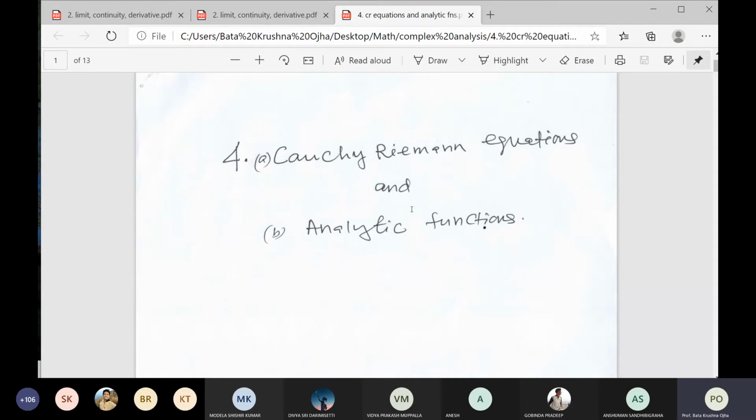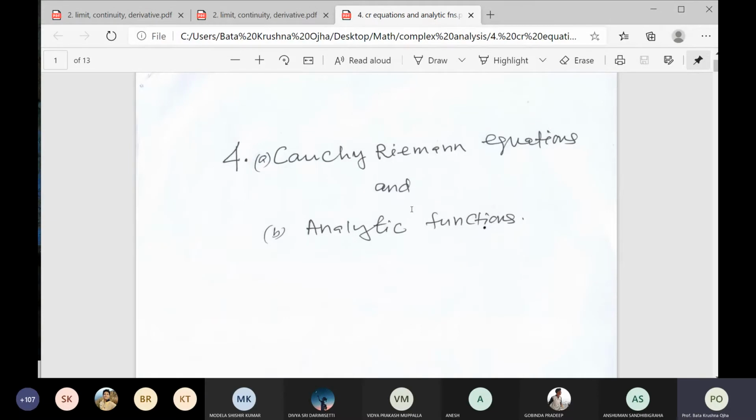So why analytic functions? Differentiability is a small domain, differentiable at a point or differentiable at each point of the domain. Analyticity is a stronger condition than differentiability. That is, an analytic function means it is a differentiable function. Just like I told you, differentiability implies continuity, but continuity does not imply differentiability.